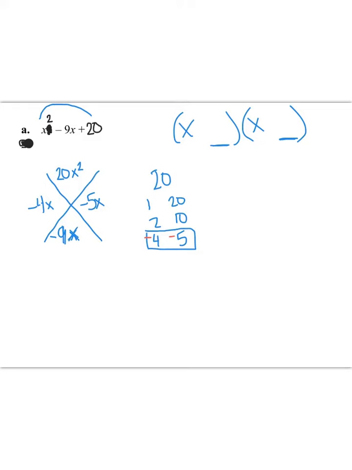So now that my diagonals are complete, I look on the sides. Those values are what goes into my binomial. So I have x minus 4 and x minus 5. If you already saw what those values were going to be and you don't need to do the diagonal method, that's completely fine. The diagonal just helps visualize what all is going on in the problem. But if you don't need that and you can think about the problem and come up with your binomial, then by all means do it that way.